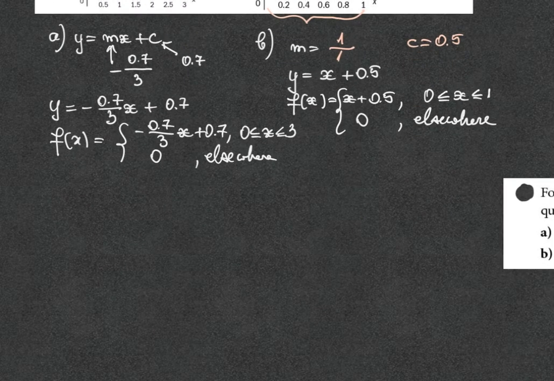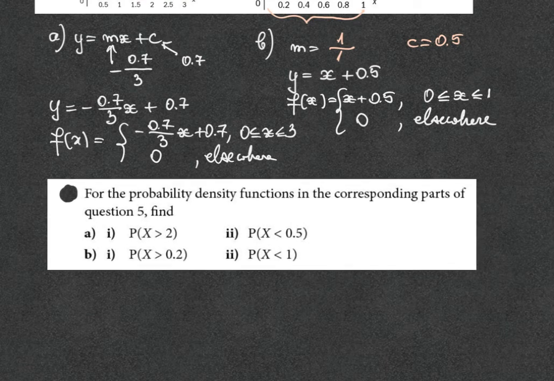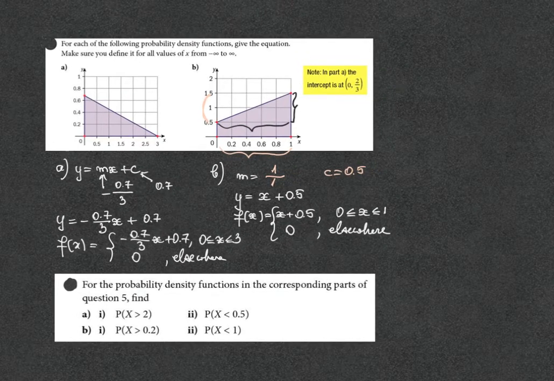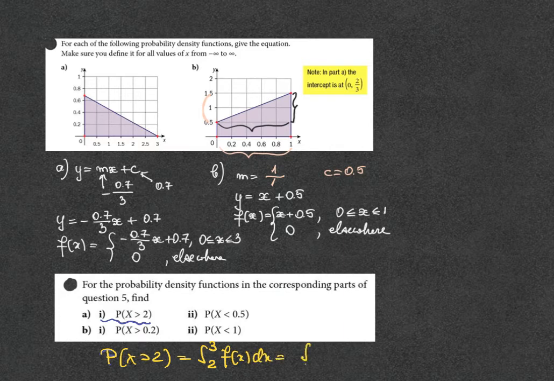Now the second question, which we have here, asks for the probabilities in the corresponding part, first question A. Probability of x bigger than 2. Well, we learned that probability of x bigger than 2 is going to be the integral from 2 to 3, because that's where the function is not 0, of f of x dx. So it's the integral from 2 to 3 of minus 0.7 over 3x plus 0.7 dx.